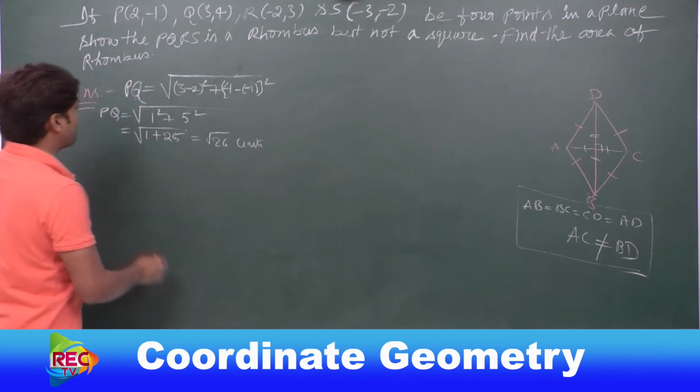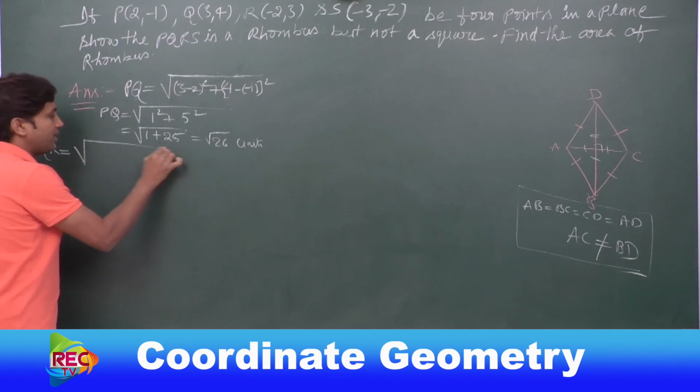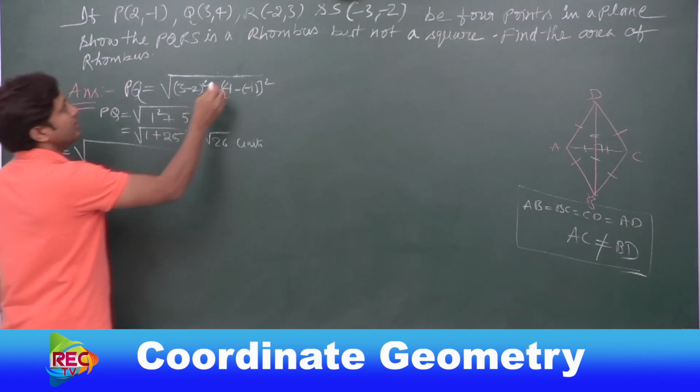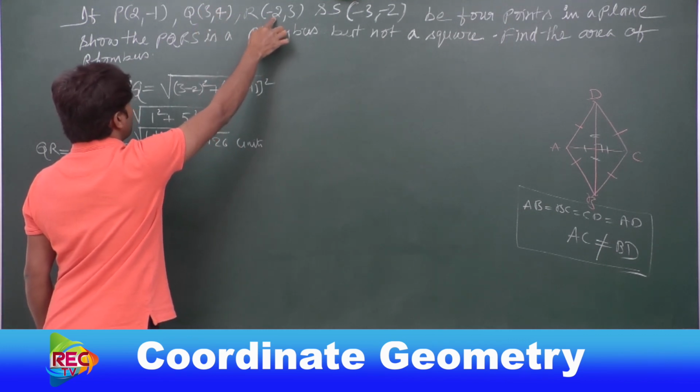Now let us find the side QR. QR is equal to what? The distance between the points Q and R. See, this is x2 minus x1 whole square. What is x2 minus x1 whole square? Minus 2 minus 3.